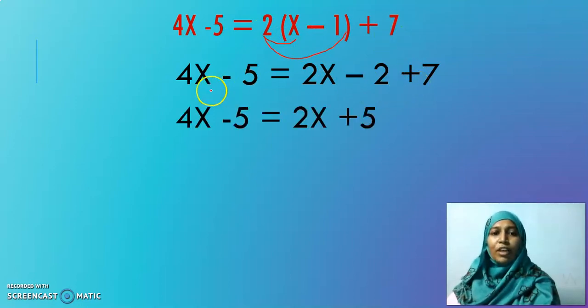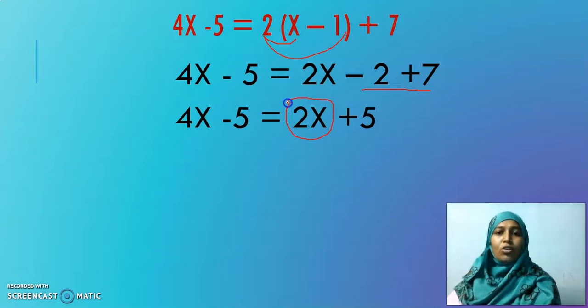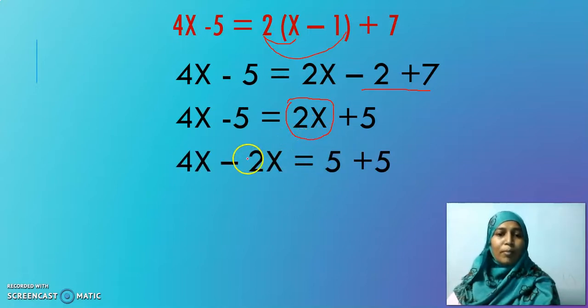Now if I simplify, 4x minus 5 as it is, 2x as it is, this minus 2 and plus 7, we will get plus 5. Different sign, subtract and take the bigger number's sign. And I have to transpose this 2x to the left hand side and this minus 5 to the right hand side. So it will become minus 2x here and this minus 5 will come to this side as plus 5. Hope it is clear.